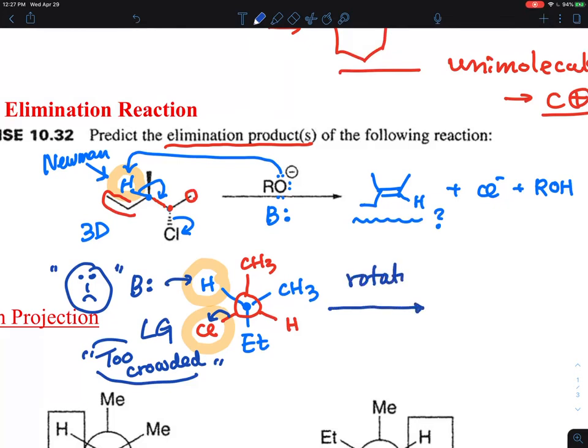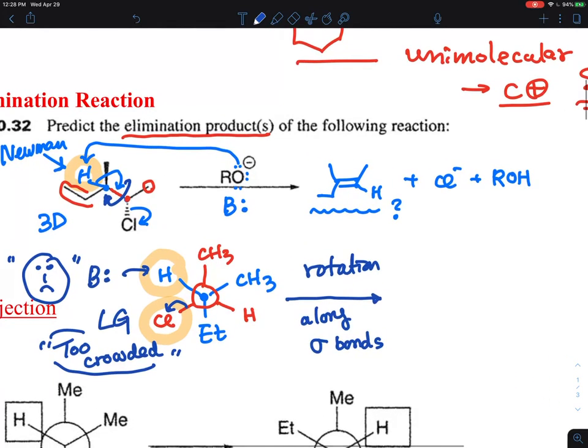rotation along sigma bonds. Okay, so we are talking about bond rotation here, as I'm trying to show. You see the bond rotation, so they can rotate this bond, the sigma bond rotation. And then what's going to happen is I am going to keep my bond in the back to be the same.